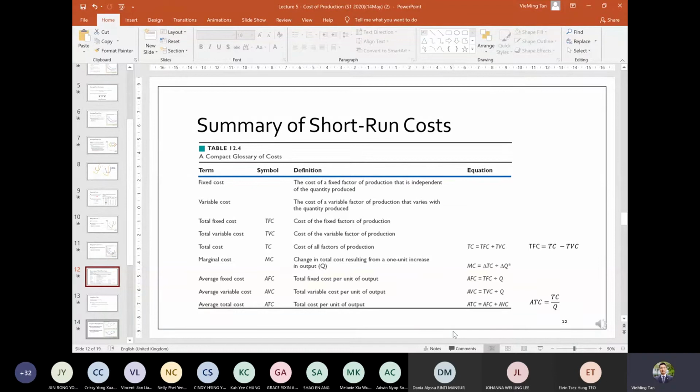Okay, all right. And according to economics, in the long run, there is no more fixed cost. All of the costs are variable costs. That means in the long run, the production cost can be adjusted easily by the company. There is no more fixed cost in the long run. As a result, in the long run, total cost is equal to the total variable cost.